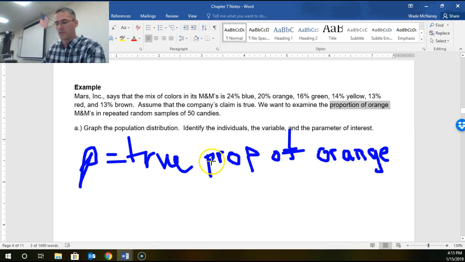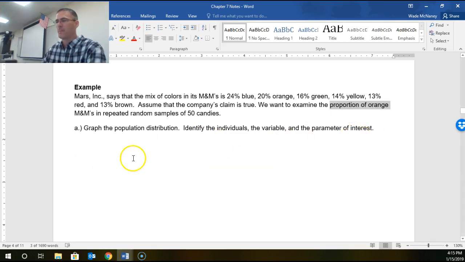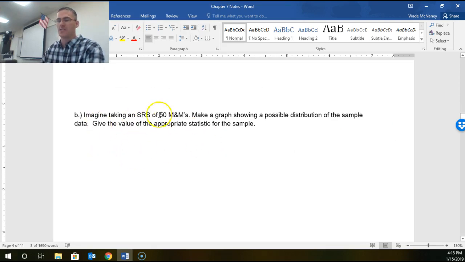That's something that will lead you to what we'll get to later on as well. You'll have to identify the parameter of interest. Okay, so then on part B, it now says, imagine taking a sample of 50 M&Ms, make a graph showing the possible distribution of your samples.